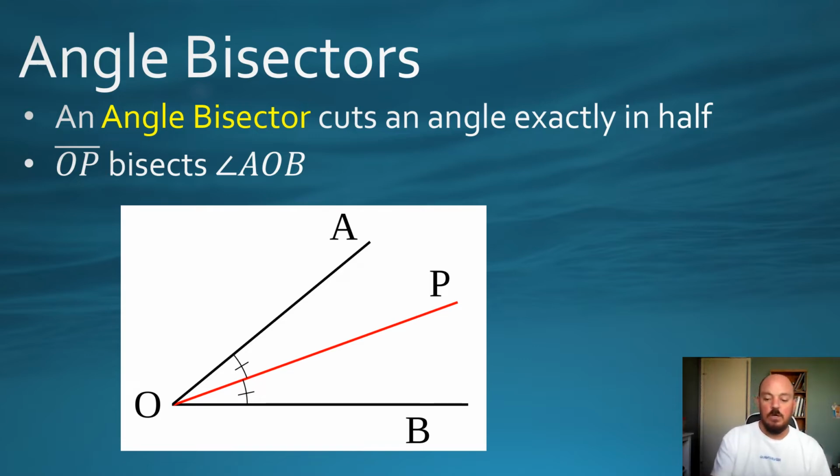And the reason we know that it bisects is because these two angles here are marked congruent. And that's what a bisector does. It cuts something into two congruent pieces. We saw segment bisectors, now we've seen angle bisectors.